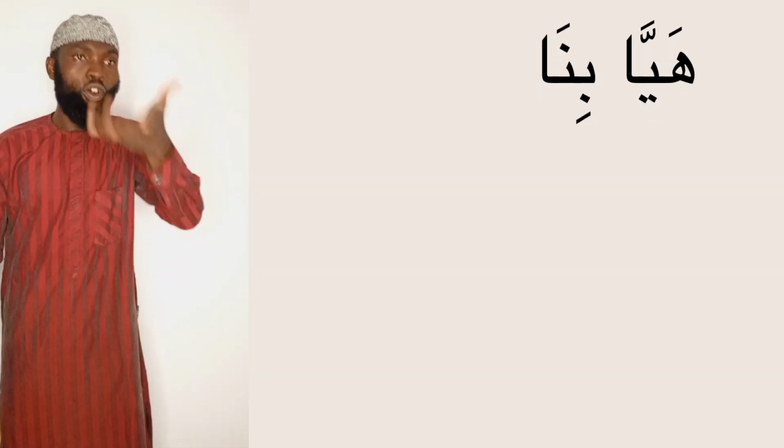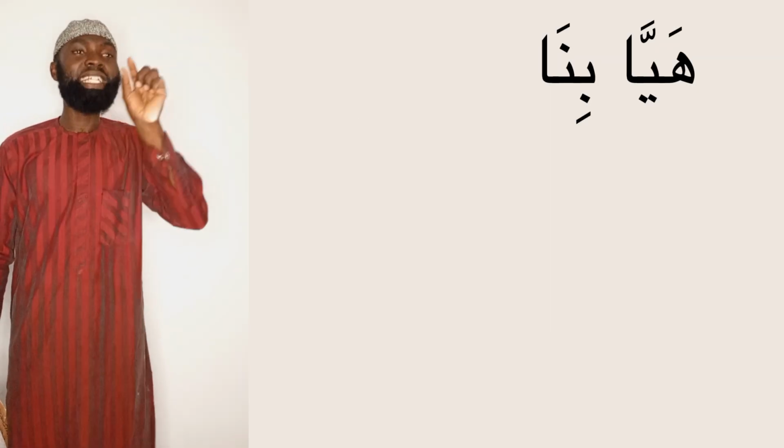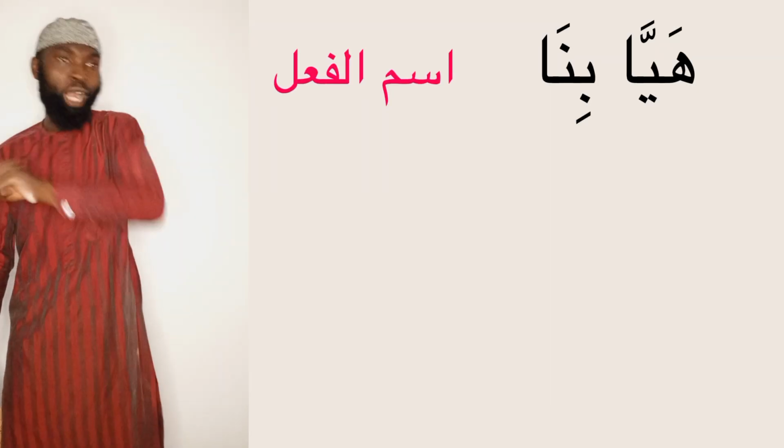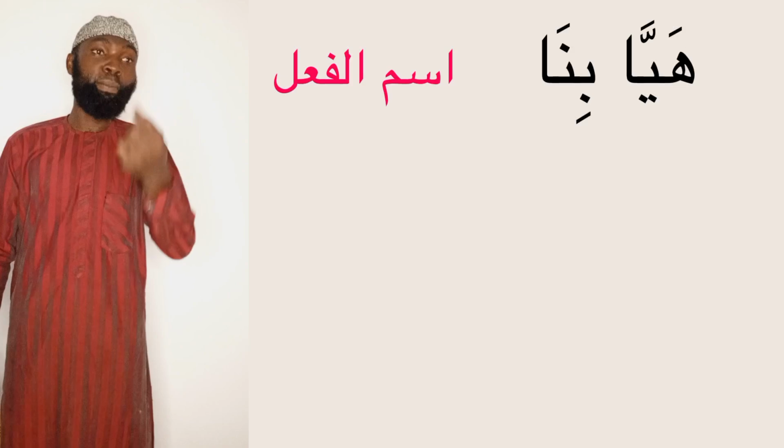So the last thing we shall be learning in this is that there are some nouns which are like the verb. The action they portray is the action of a verb. They are nouns. Like when I say hayya bina, meaning let's move on. This is called ismul fi'l, that is the verbal noun, or the noun which comes in the verbal form.